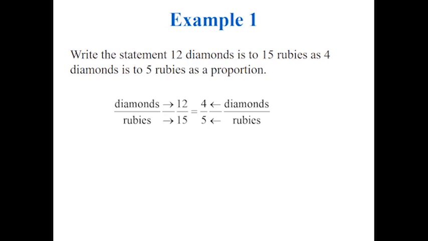The units, in this case diamonds and rubies, must be in the same place on either side of the proportion. 12 is to 15 as 4 is to 5. Diamonds to rubies equals diamonds to rubies. 12 over 15 equals 4 over 5.